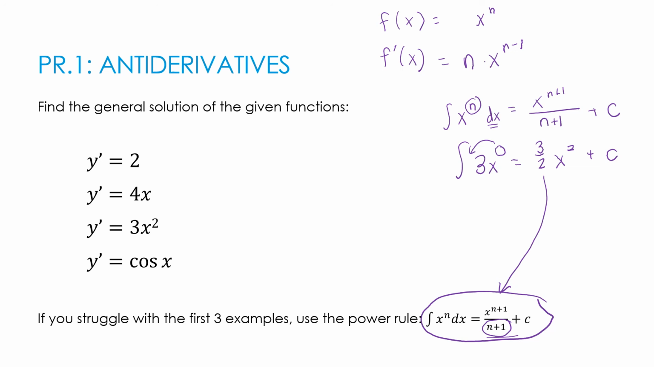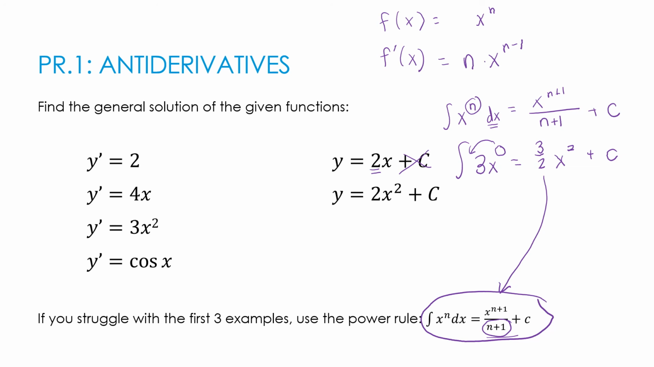So let's try it. If you feel comfortable, go ahead and try these 4 on your own and then press play. The first one, y prime equals 2, meaning we've already found the derivative is 2. What was the original function? I know that there's no x here, which means the original function must have had an x with the 2, and then of course plus c. So it should be 2x plus c. If I took the derivative, I would end up with just a 2 here and nothing here.